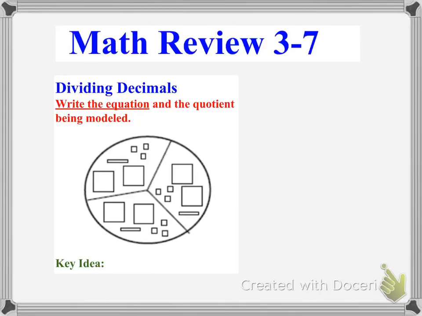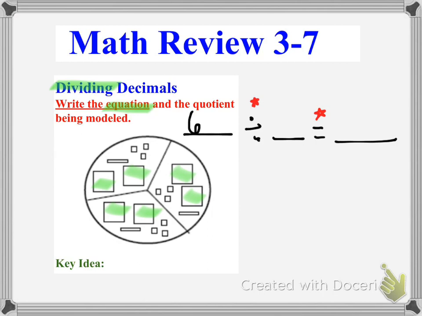Good morning, everybody. We're going to do Math Review 3-7, and that's going to start us with writing an equation for division. So we're going to have to do something divided by something equals something, remember? So this division gets you a star, and the equal sign gets you a star. Then we have to count everything that's inside our model. So that's 1, 2, 3, 4, 5, 6 wholes.